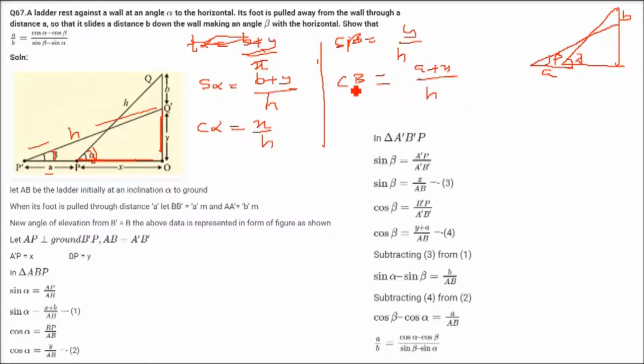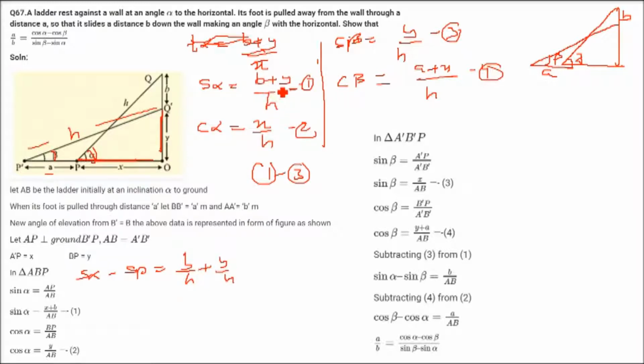Okay. Now let us take, this is 1, this is 2, this is 3 and this is 4. So I am taking 1 minus 3. So sin alpha minus sin beta will be what? (B plus Y) by H, that is B by H plus Y by H, minus this Y by H. This gets cancelled. It will be B by H. So sin alpha minus sin beta is B by H.